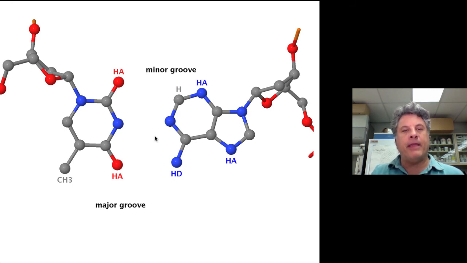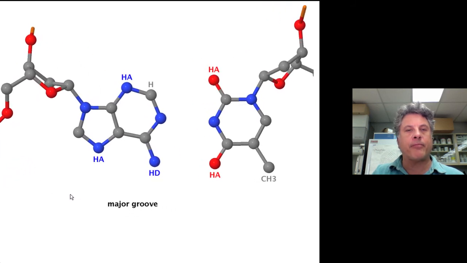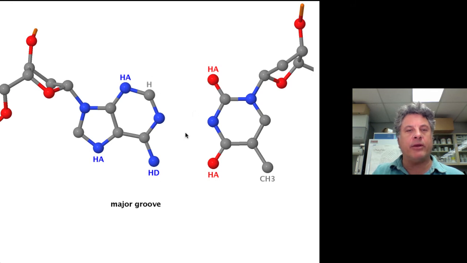So if we were to switch this base pair so that A was on the left and T was on the right, in the minor groove, there would still be HA, H, HA. But in the major groove, we would have HA, HD, HA, and CH3 going left to right. So let's just imagine that we switched this base pair. And now we have HA, H, HA in the minor groove, but in the major groove, we have HA, HD, HA, and CH3. That is, an interacting protein would be able to recognize the difference between an AT base pair and a TA base pair in the major groove, but would have difficulty in doing so in the minor groove.